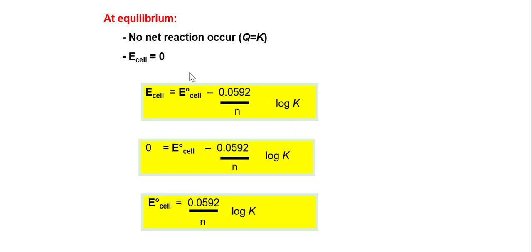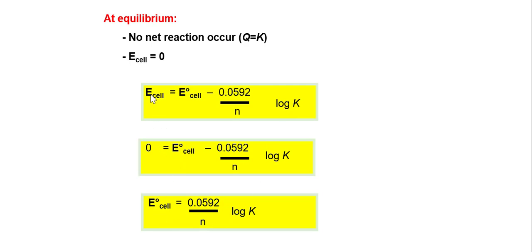At equilibrium, no net reaction occurs. The reaction quotient is equal to the equilibrium constant. So in this case, the E cell is equal to 0. So from our Nernst equation, the reaction quotient here, which is log Q, we are going to change into log K. So K is our equilibrium constant.